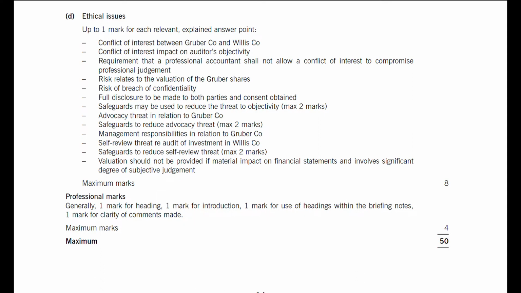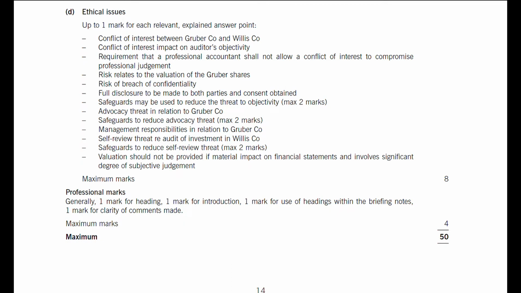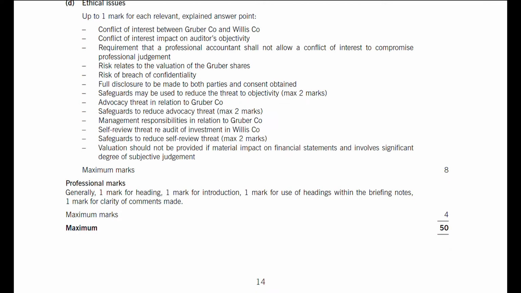Management responsibilities in relation to Gripper. Self-review threat in relation to audits of my investment in Willis Co. Safeguards to reduce self-review threat. Valuation should not be provided if it has a material impact on the financial statements and involves a significant degree of subjective judgment.